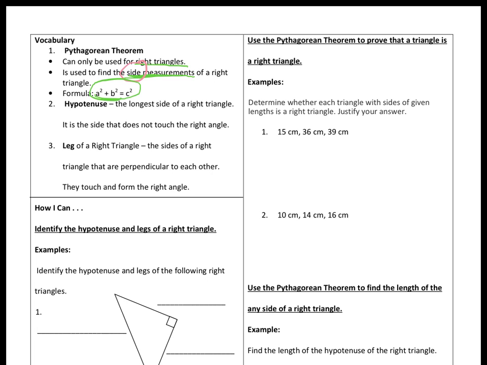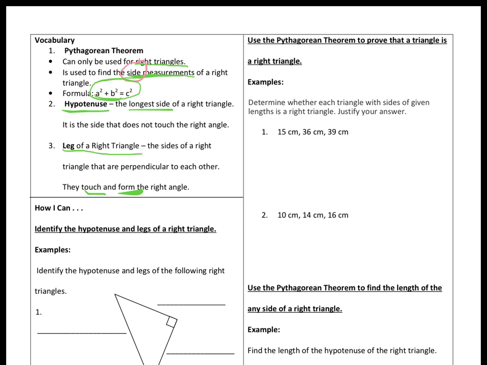The biggest thing you want to remember about that formula is that c is the longest side. Remember, those two shorter side squares added together equaled the longer side squared. That longer side has a special name. It's called the hypotenuse. The hypotenuse is the longest side of a right triangle. It's the side that does not touch the right angle. The legs of a right triangle are the sides that are perpendicular to each other. They touch and form the right angle.